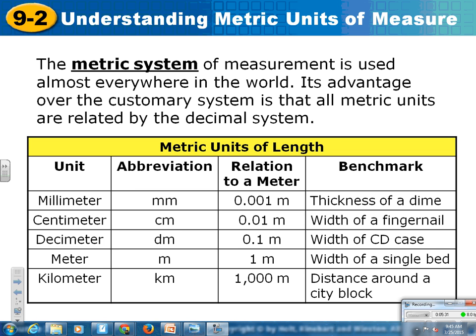Now, if you think of a millimeter, it's the thickness of a dime. How thick is a dime? Well, it's pretty thin. A centimeter is about the width of a fingernail. So if you looked at your fingernail, it's about that length. So let me ask you this. How many centimeters are on this thing? 100. There's 100 centimeters on this thing.